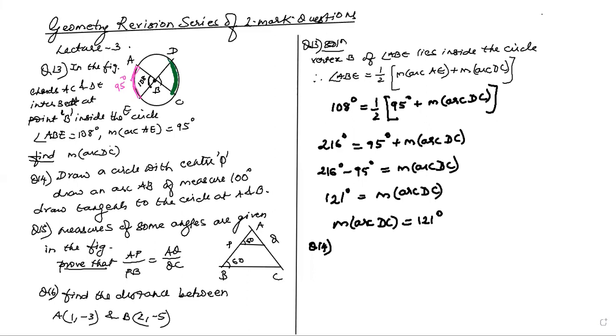The question number 14 says, draw a circle with center O, or center Q, you can take it as center O, and draw an arc AB of measure 100 degrees. Draw tangents to the circle at A and B.